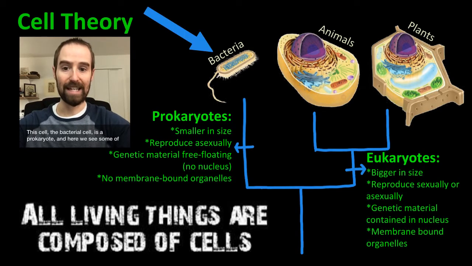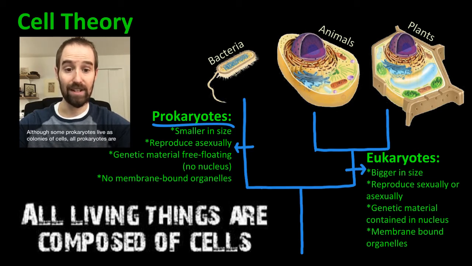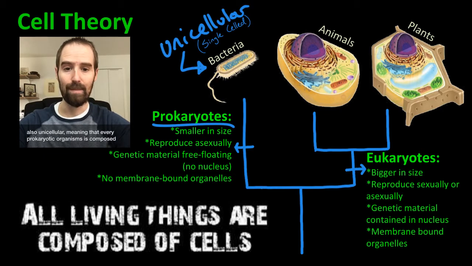This cell, the bacterial cell, is a prokaryote, and here we see some of the defining features of prokaryotic cells. They are smaller in size than eukaryotic cells, they reproduce asexually, they lack internal membranes, and therefore have no cellular organelles. Consequently, they have no nucleus, and their DNA is free-floating inside the cell. Although some prokaryotes live as colonies of cells, all prokaryotes are also unicellular, meaning that every prokaryotic organism is composed of only a single living cell.